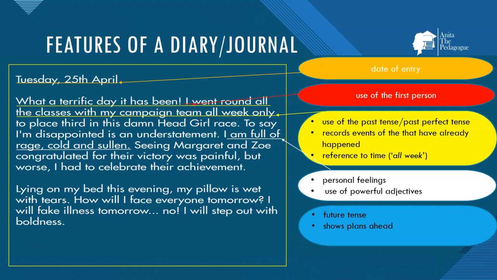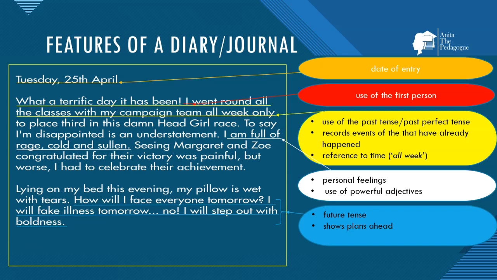The use of the future tense in this particular diary entry. So, how will I face everyone tomorrow? I will fake illness. So, this talks about the future plans of this writer. So, basically, these are the main features of a diary or a journal. We'll now take our time and look at each feature to understand it better.